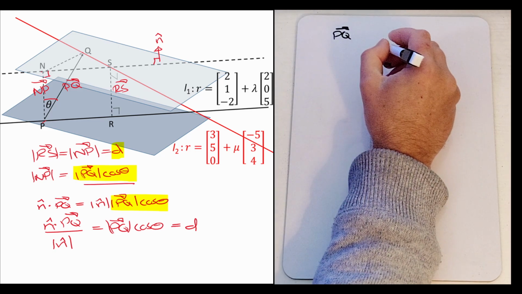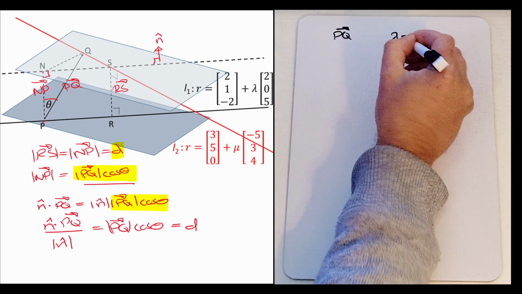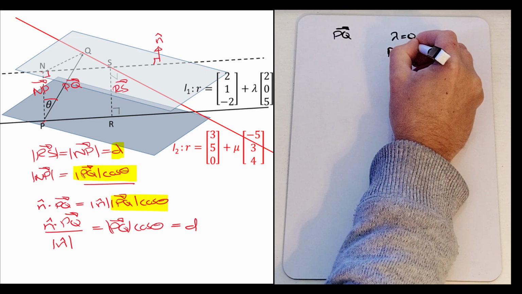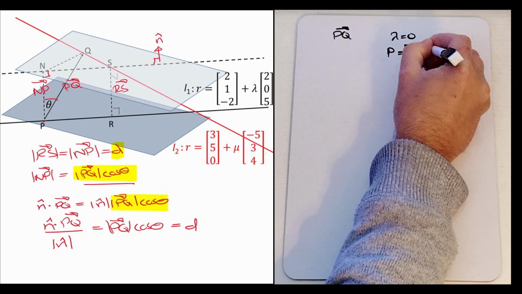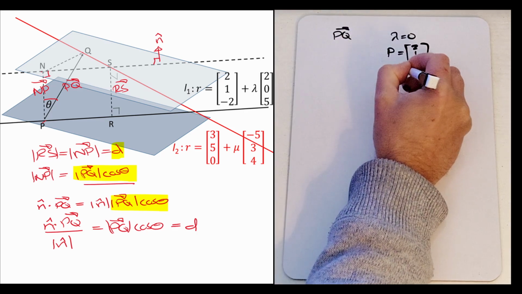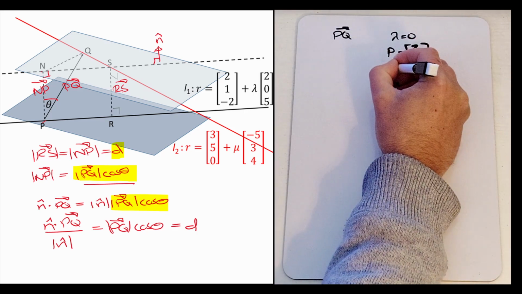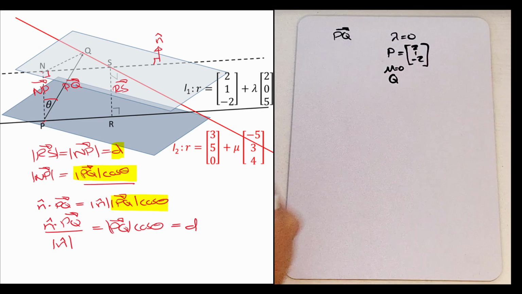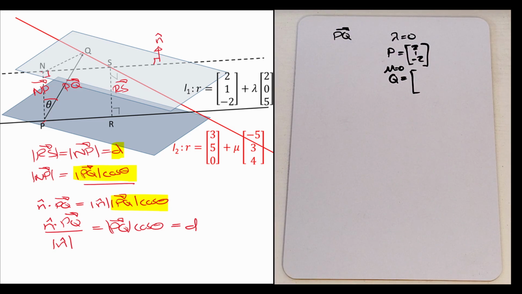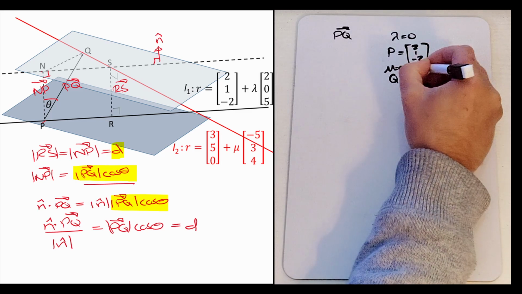Sorry, L1 is the black one, so in fact it'll be P, and that will give us a position vector (2, 1, -2), setting lambda equal to 0. And then Q, we can do exactly the same thing, so we can basically set mu equal to 0, and that will give us our position of Q to be (3, 5, 0).